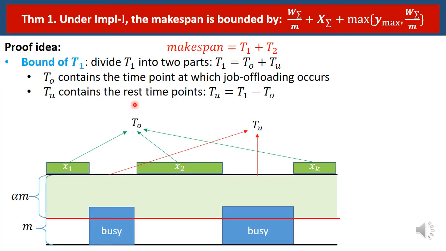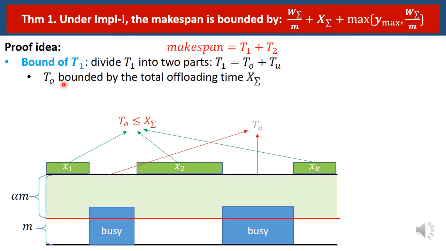We first introduce how to bound the length of T1. Here, we note that T1 can be divided into two parts, To and Tu. To contains the time points at which the job offloads their workload, and Tu contains the remaining time points. Tu equals T1 minus To. The length of To is the summation of the offloading time of tau 1 to tau k, and thus it can be bounded by the total offloading time X sigma.